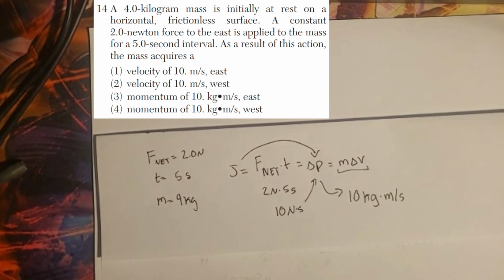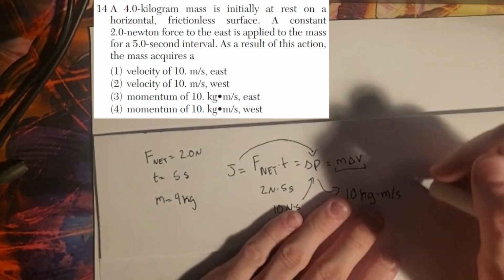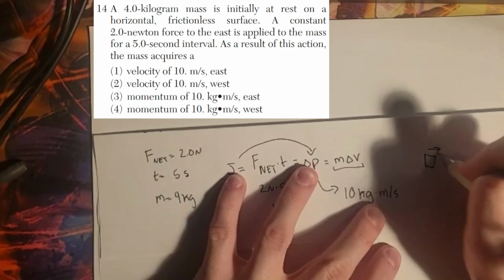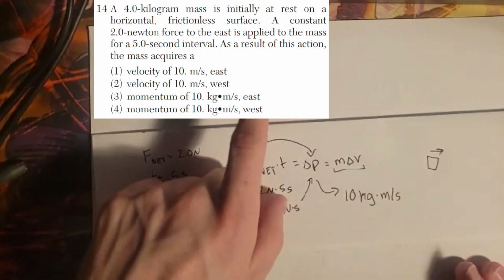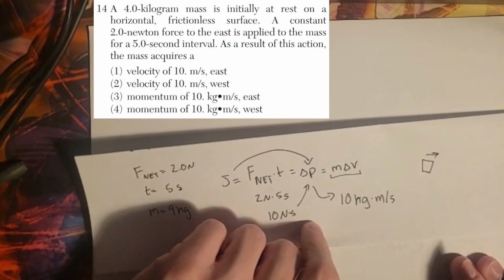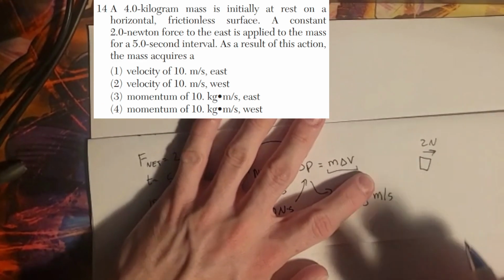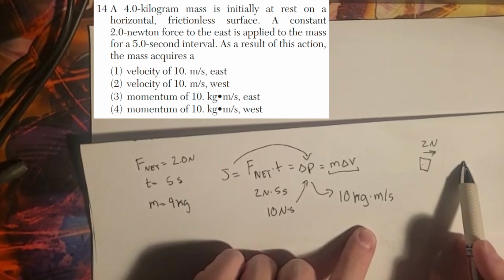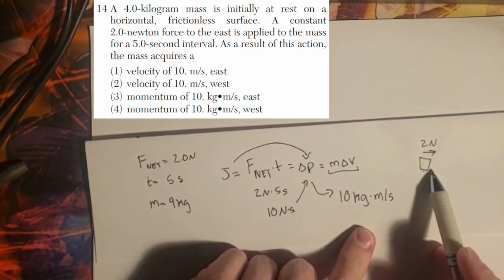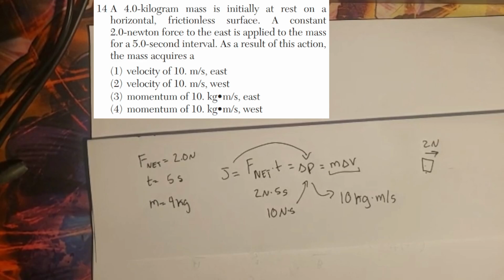So our answer is going to be, oh, actually we have 2 of them, right? We have momentum of 10 kilogram meters per second east and west. Well, in this question, we were pushing the box to the east, I believe it was. Let me double check. Yes, a constant 2 Newton force is applied east. So if I'm pushing the object east, then I'm going to gain my momentum in the eastern direction. So it's going to be 3, a momentum of 10 kilograms meters per second east.